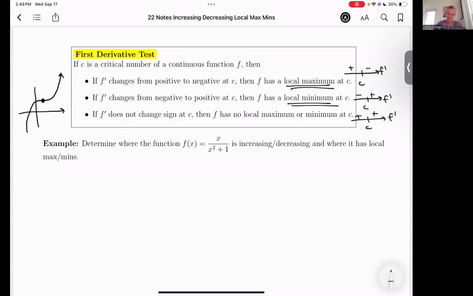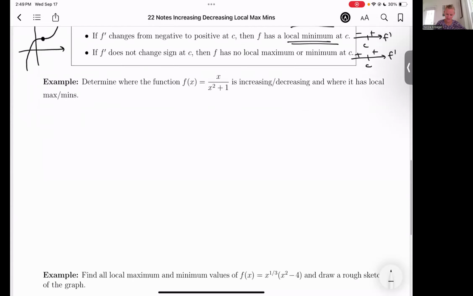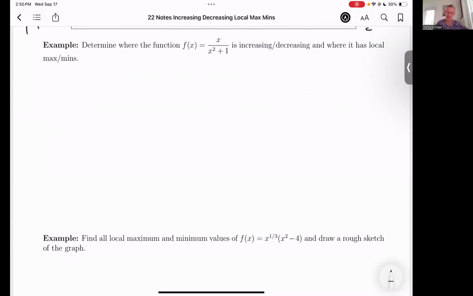Okay, so let's jump into two more examples. You should hopefully try these on your own before you watch me do them. So in this example, we've got a fraction. I want to know where it's increasing and decreasing and where we have local maxes and mins.